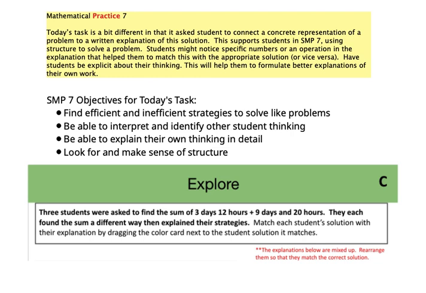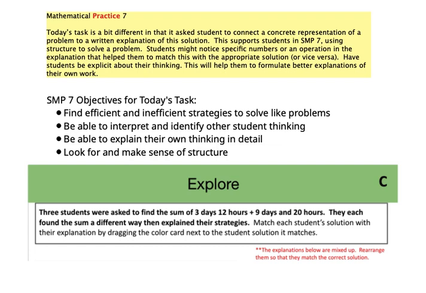So the objectives for today's task under SMP7 are to find efficient and inefficient strategies to solve the problems, be able to interpret and identify other student thinking, be able to explain their own thinking in detail, and look for and make sense of structure.